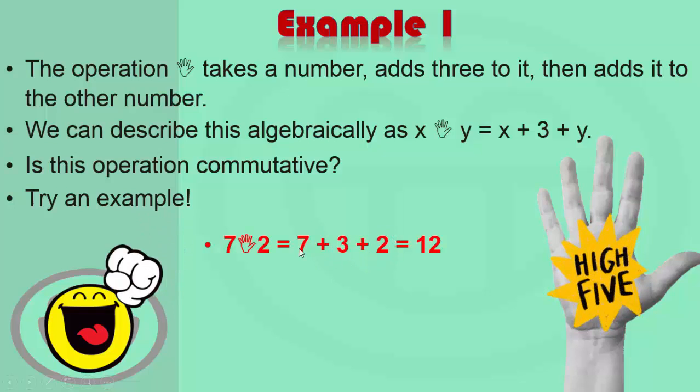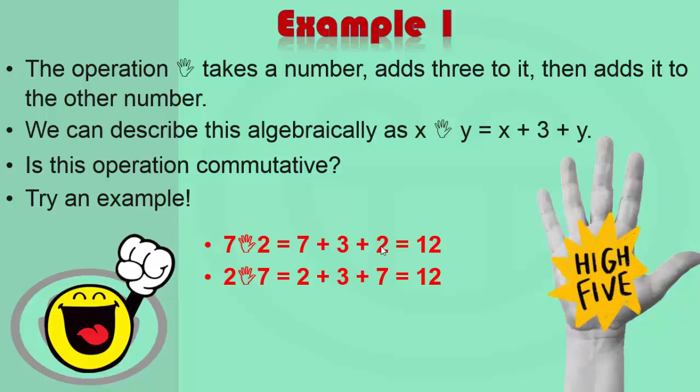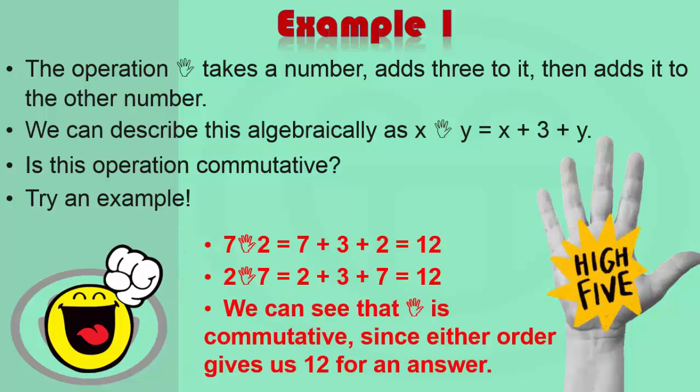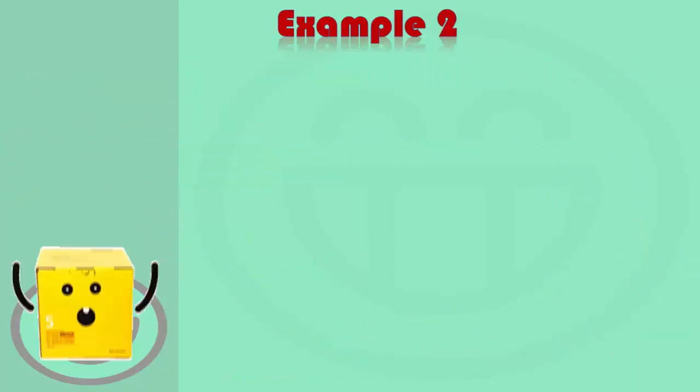So we end up with 7 plus 3 plus 2, and that gives us 12. Now let's switch it around and make x equal to 2 and y equal to 7. When we substitute, we have 2 plus 3 plus 7, and that is also equal to 12. We can see that hand is commutative since either order gives us 12 for the answer.